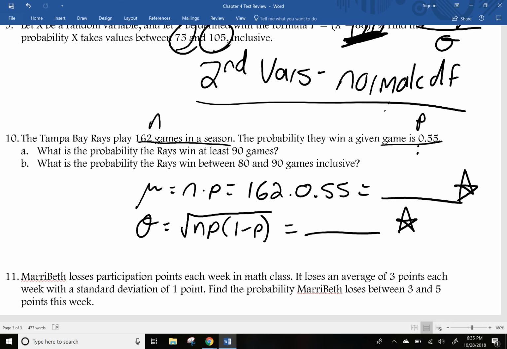So B is pretty simple in terms of what your lower and upper bound is, so I'm not going to explain that. But A, at least 90 games, the lower bound is 90. And then the upper bound could be all the way up to 162, because if they go undefeated, which has happened in baseball before, right? Totally. That would make sense. So your lower bound is 90, it's at least 90, and your upper bound is 162.